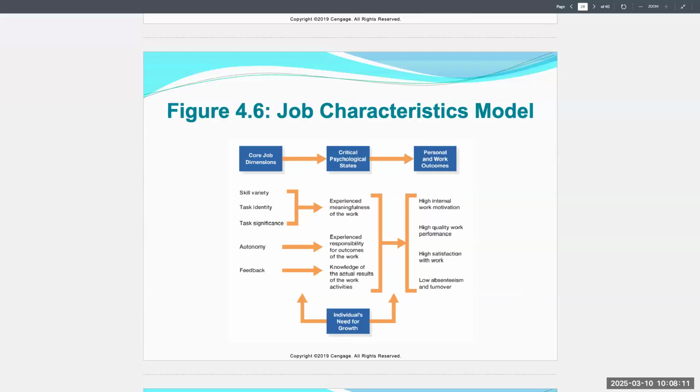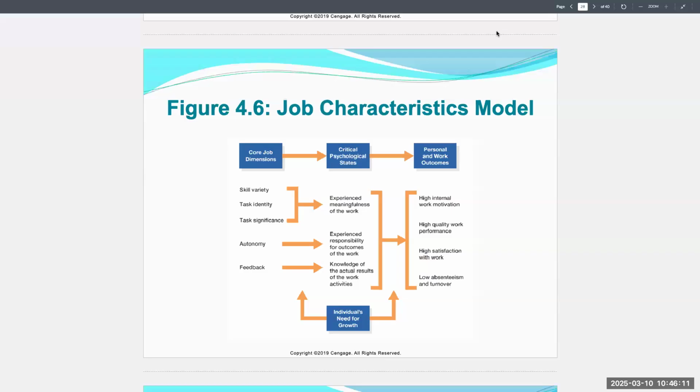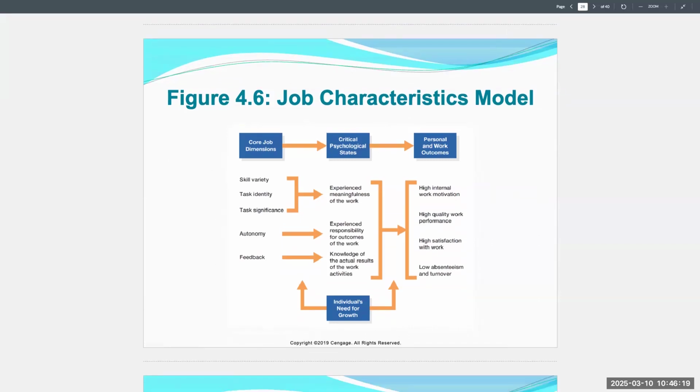The job characteristics model is one of the most influential frameworks in organizational psychology and human resource management. The model consists of 5 core dimensions, which lead to 3 critical psychological states, ultimately resulting in personal and work outcomes that benefit both the employees and the organization.